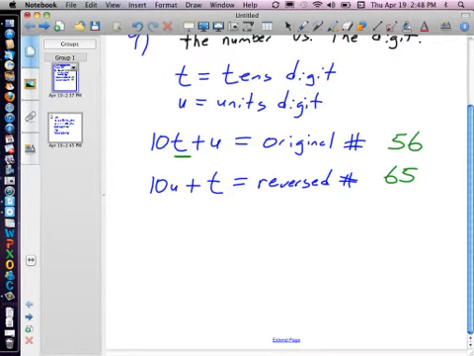Okay, so now that we know what the original number and the reversed number are, which are not 56 and 65, I don't think. That would be kind of random if I guessed that. Now let's go back and read the problem. So when the digits of a two-digit number are reversed, okay, so we're going to say that when they're reversed, so let's write that down.